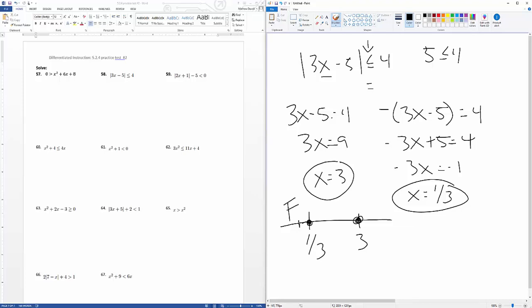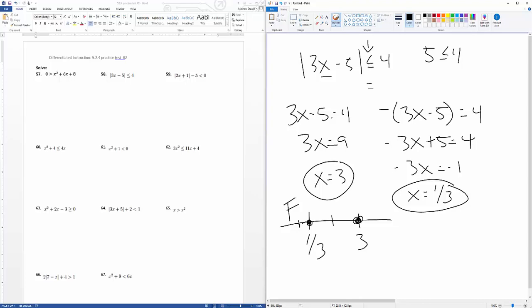How is that 5? You just simplify it. And I'm going to go kind of quick on these because I'm assuming we know how to plug things in and just being able to simplify. But if I plugged in 0, 3 times 0 is 0. 0 minus 5 is -5. The absolute value of -5 is 5. So 5 less than or equal to 4.